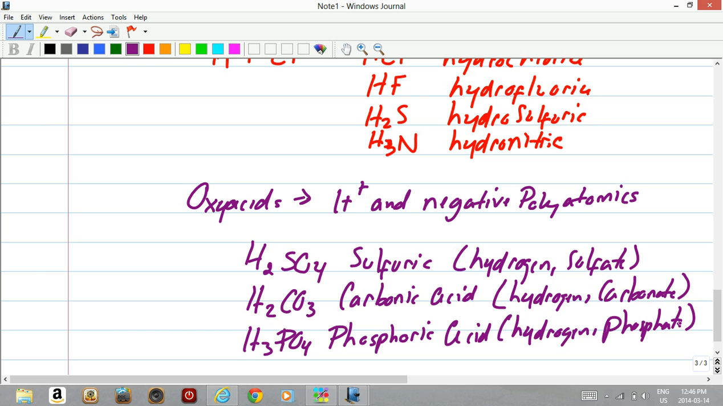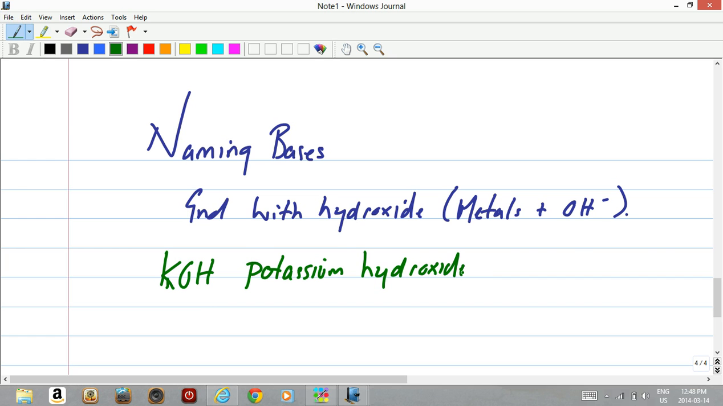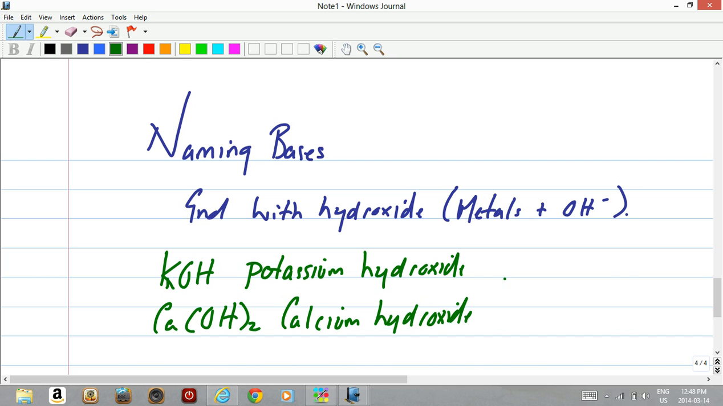Okay, so what about bases? They're easy. They end with hydroxide. Okay, so bases are easy. They end with hydroxide, and they're combinations of metals with hydroxide ions. So, for example, this would be potassium hydroxide. So you can see that it's basically potassium with hydroxide ions, so it's potassium hydroxide. This would be then calcium hydroxide. Okay, and this then would be lithium hydroxide.